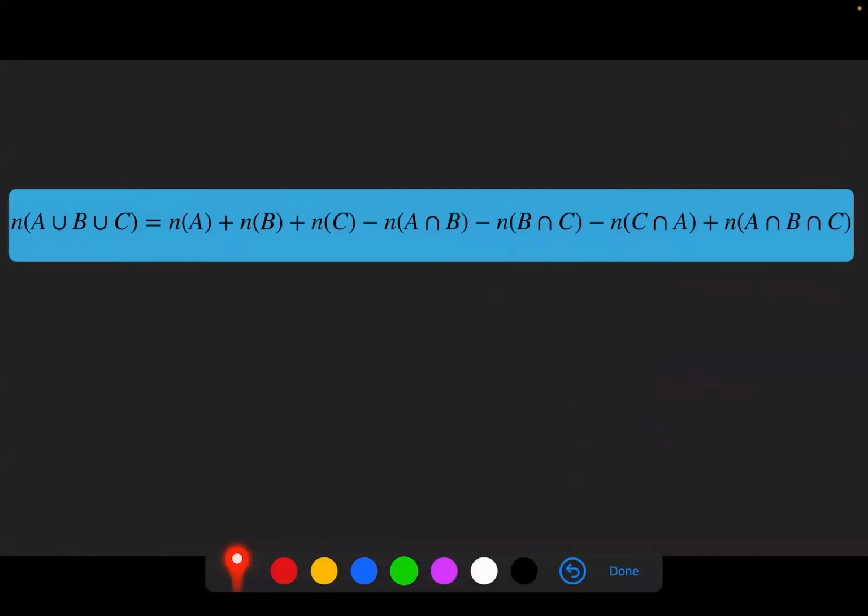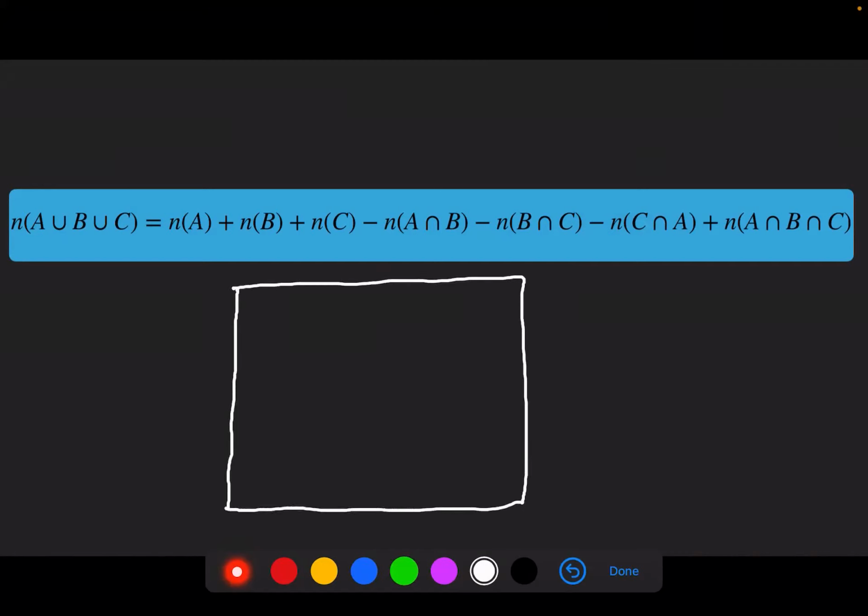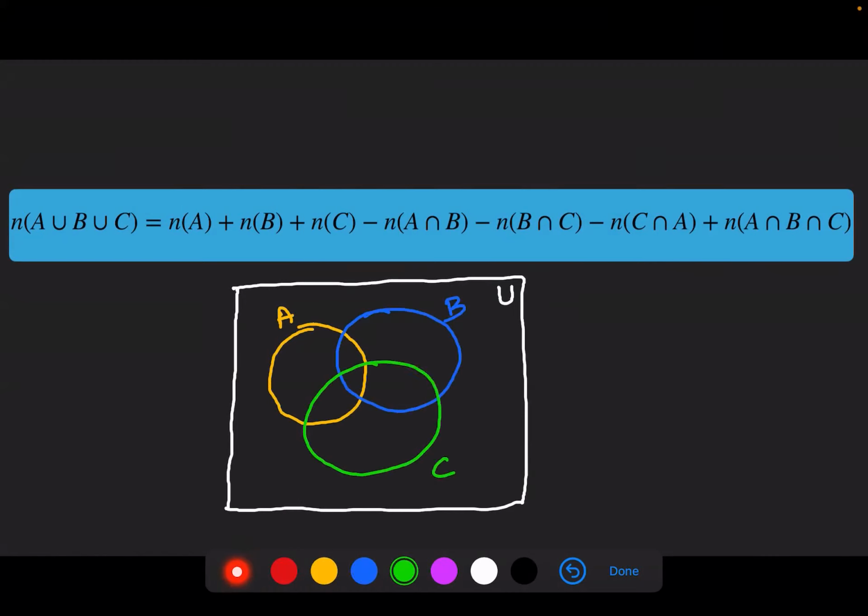Okay, this is when you have three sets. When you have three sets, how do you count the number of elements in A union B union C? Again, let us understand this by drawing the Venn diagram. So this is your universal set. I'm going to have a set A, a set B, and a set C.